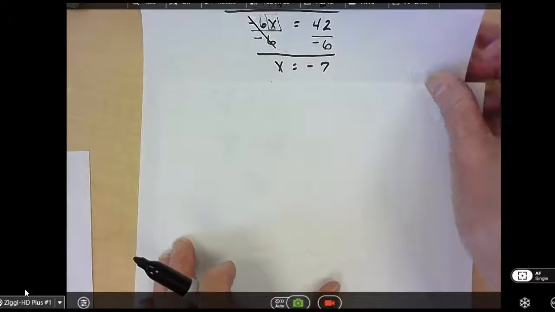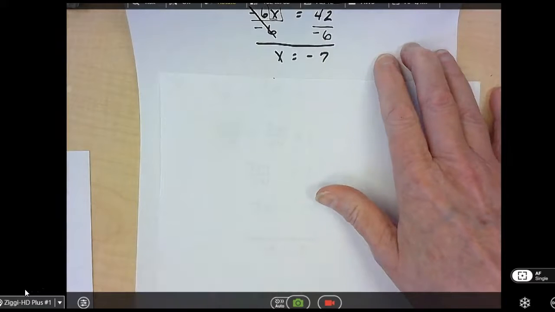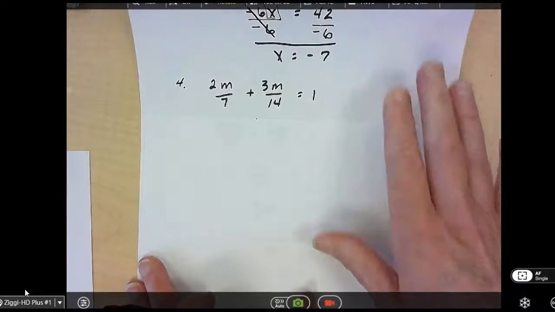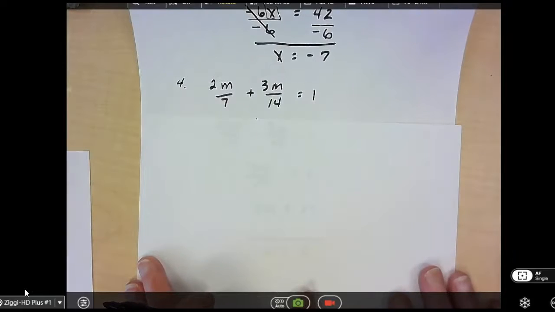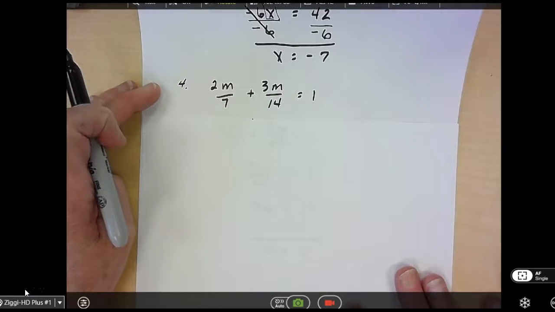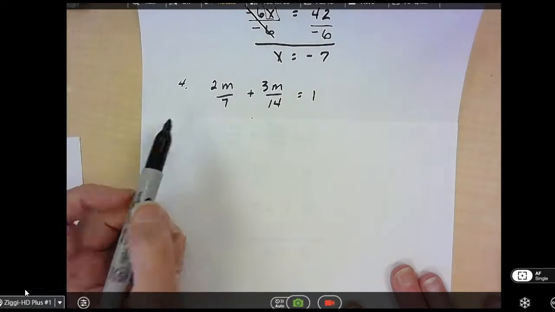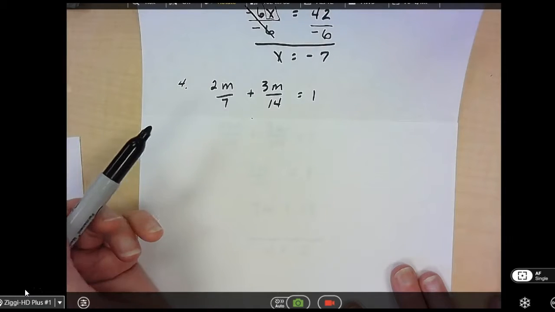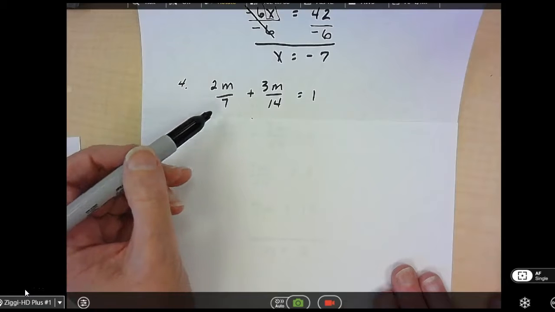Another type of problem you'll see will have fractions in it. So there's two different ways to solve fraction problems. I'm going to show you how to use common denominators, and then later how to eliminate the denominators if you don't like fractions. But fractions are our friends, so sometimes we want to keep them.